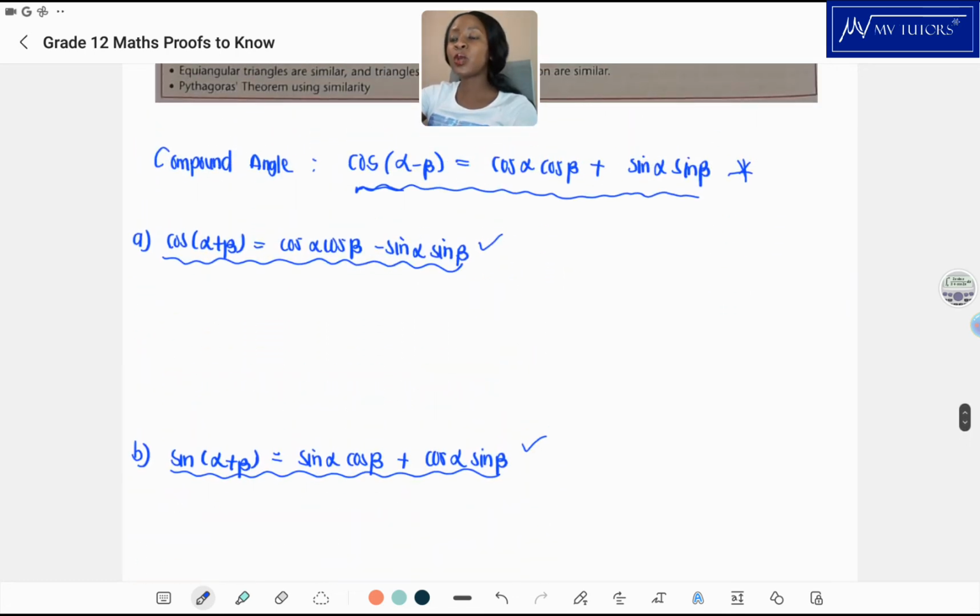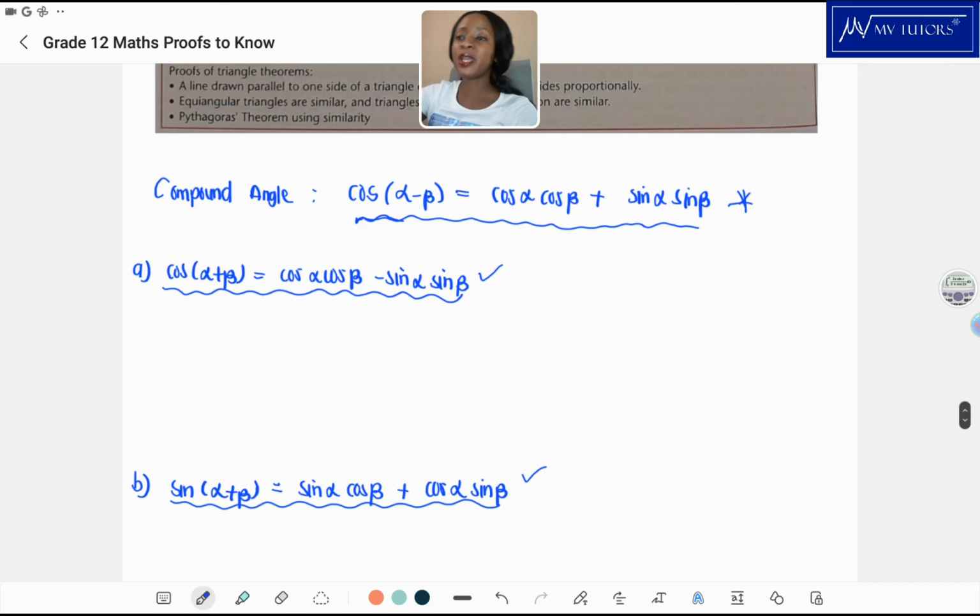Yes. So what would you do here? Okay, we are saying that cos alpha minus beta, from this proof over here that you don't need to know, we can get the others. So let us begin. So if I have cos alpha plus beta, I'm going to write it such that I have angle number 1 minus angle number 2.